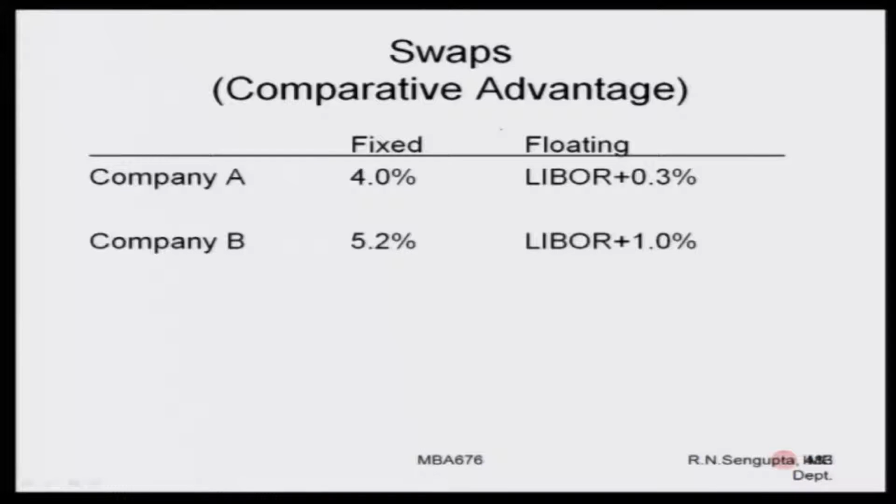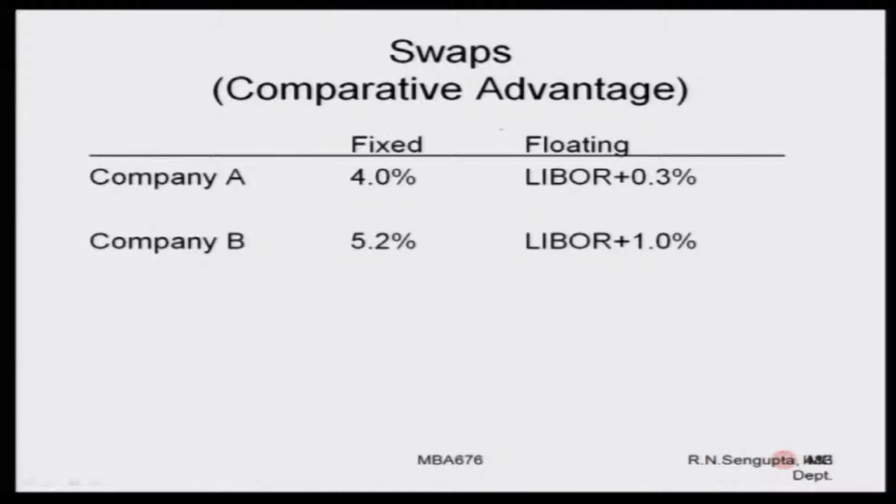Obviously, there can be other types of risk also. So, we are not going to consider other types of risk and let our discussion be limited to the currency rate swaps only and the interest rate swaps only. So, consider this: company A has a fixed rate of 4% and a floating rate of LIBOR plus 0.3. So, this is only based on the interest rate. Company B has 5.2 and LIBOR plus 1%.